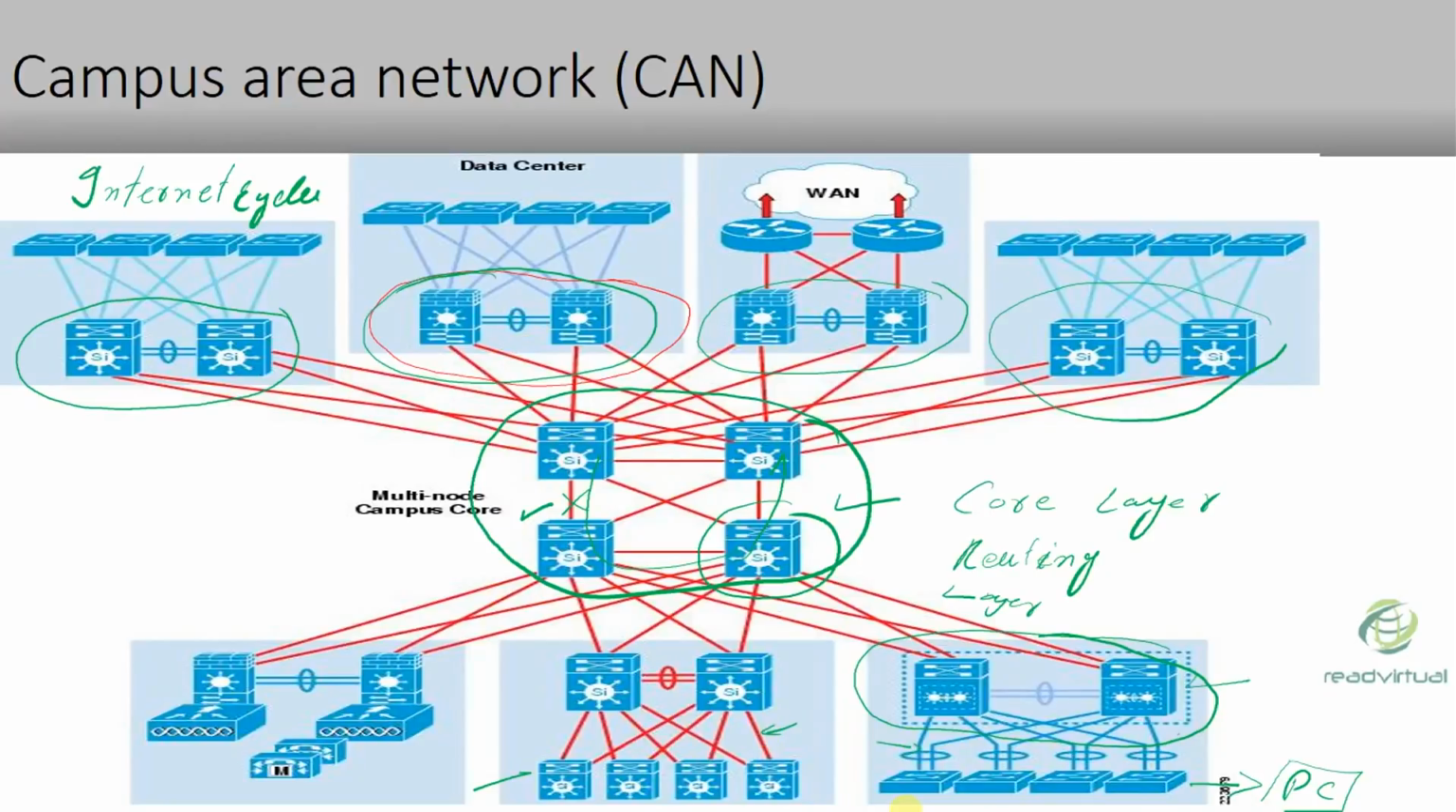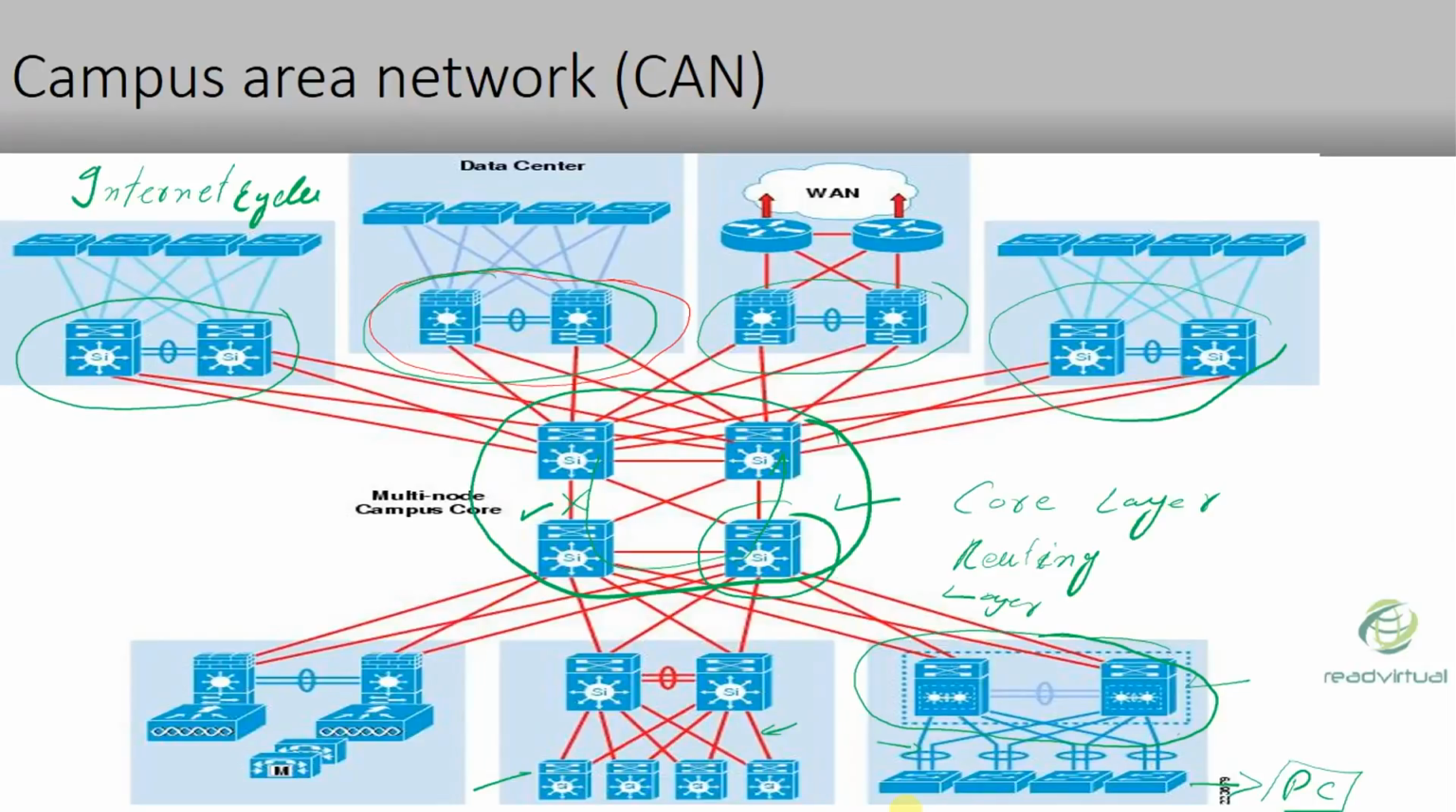But in aggregation we can use quality of service. We are applying different access lists, which decide what traffic will be passed through the aggregation layer and which traffic will be denied. So this is the campus area network. It means connecting different LANs. Maybe it's in the same building, or maybe in different buildings but in the same geographical area.